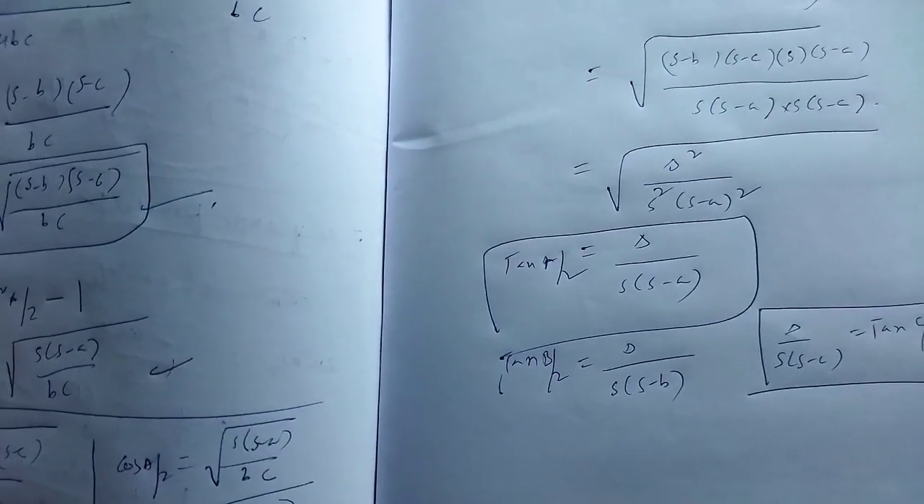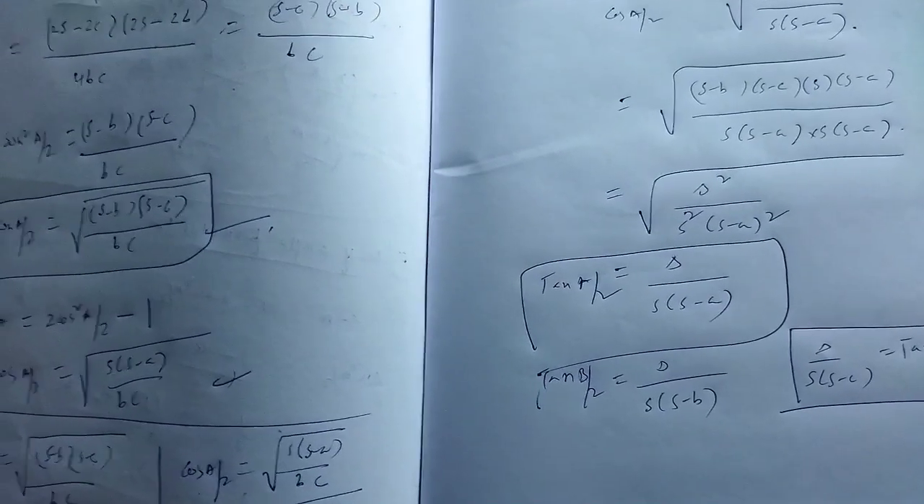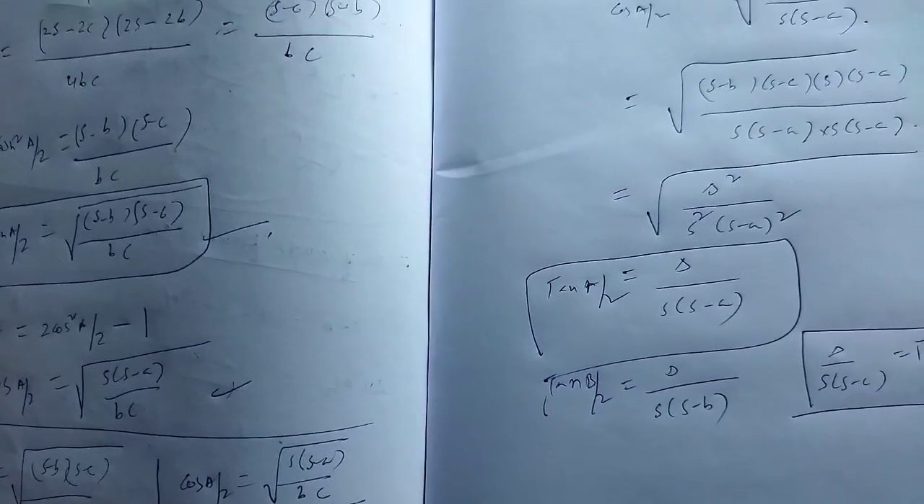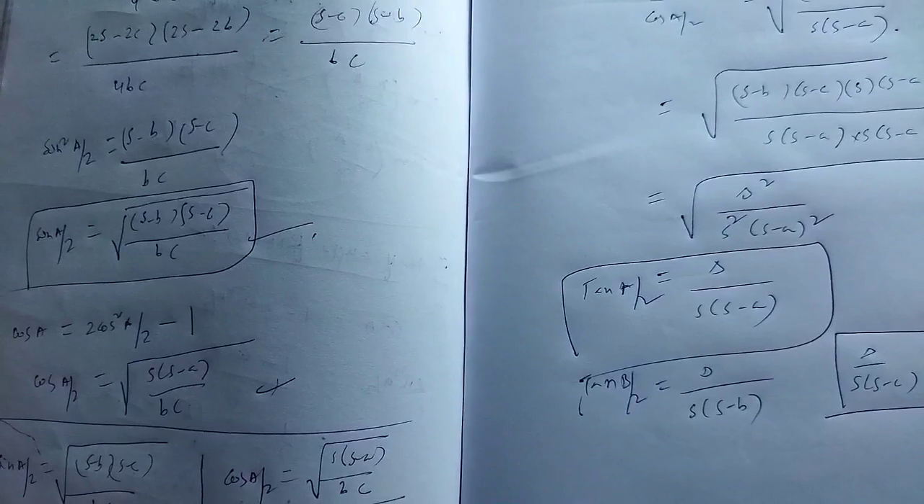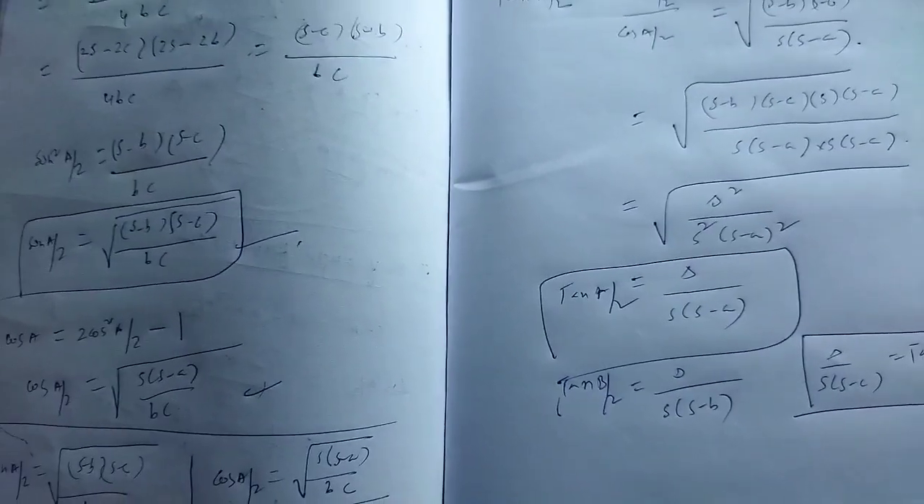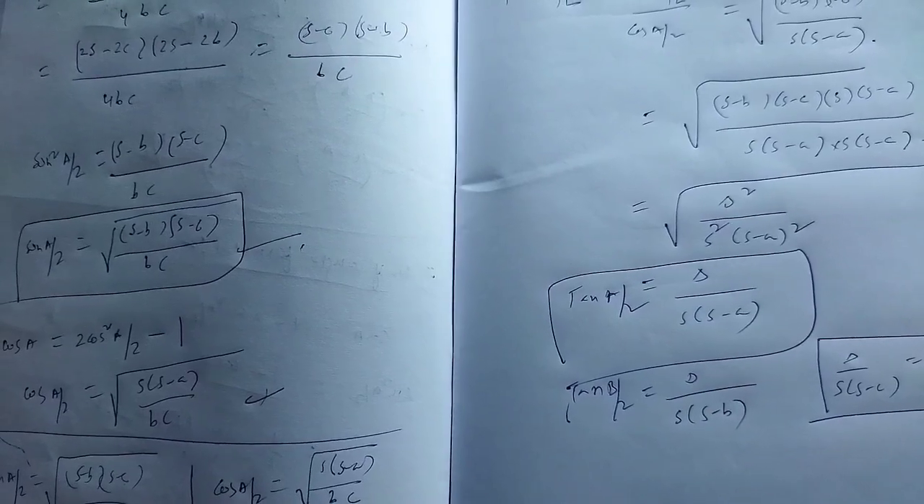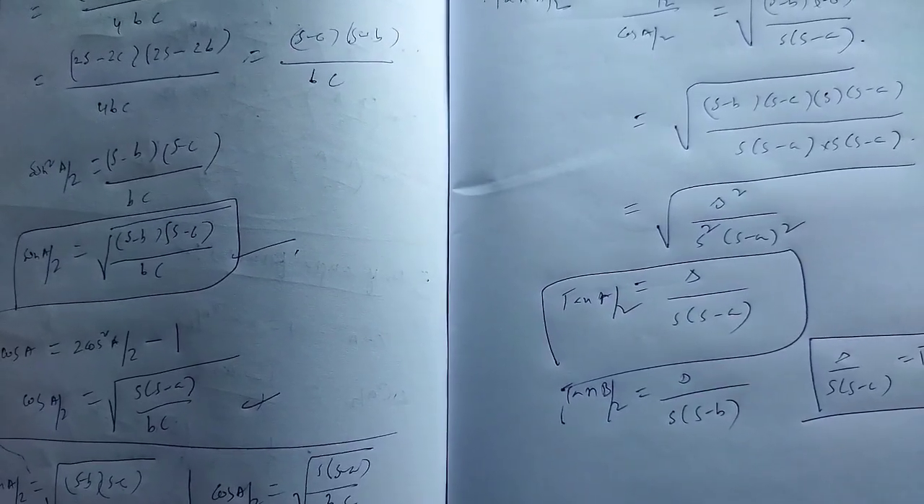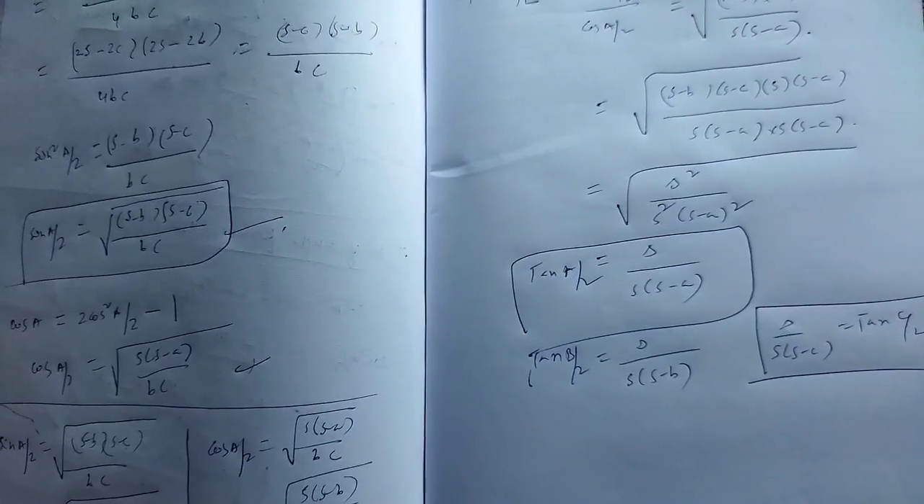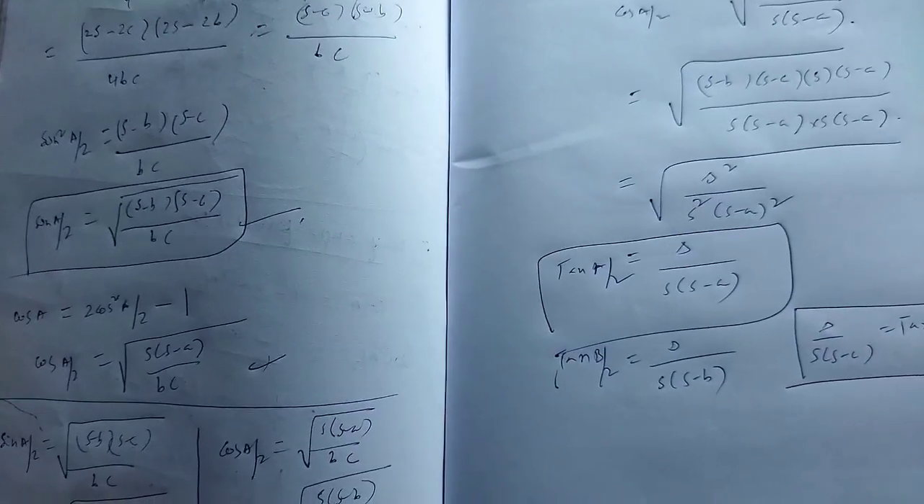So almost we completed all the half angle formulas. Let's jump into circles and centers connected to a triangle, right? Yeah.